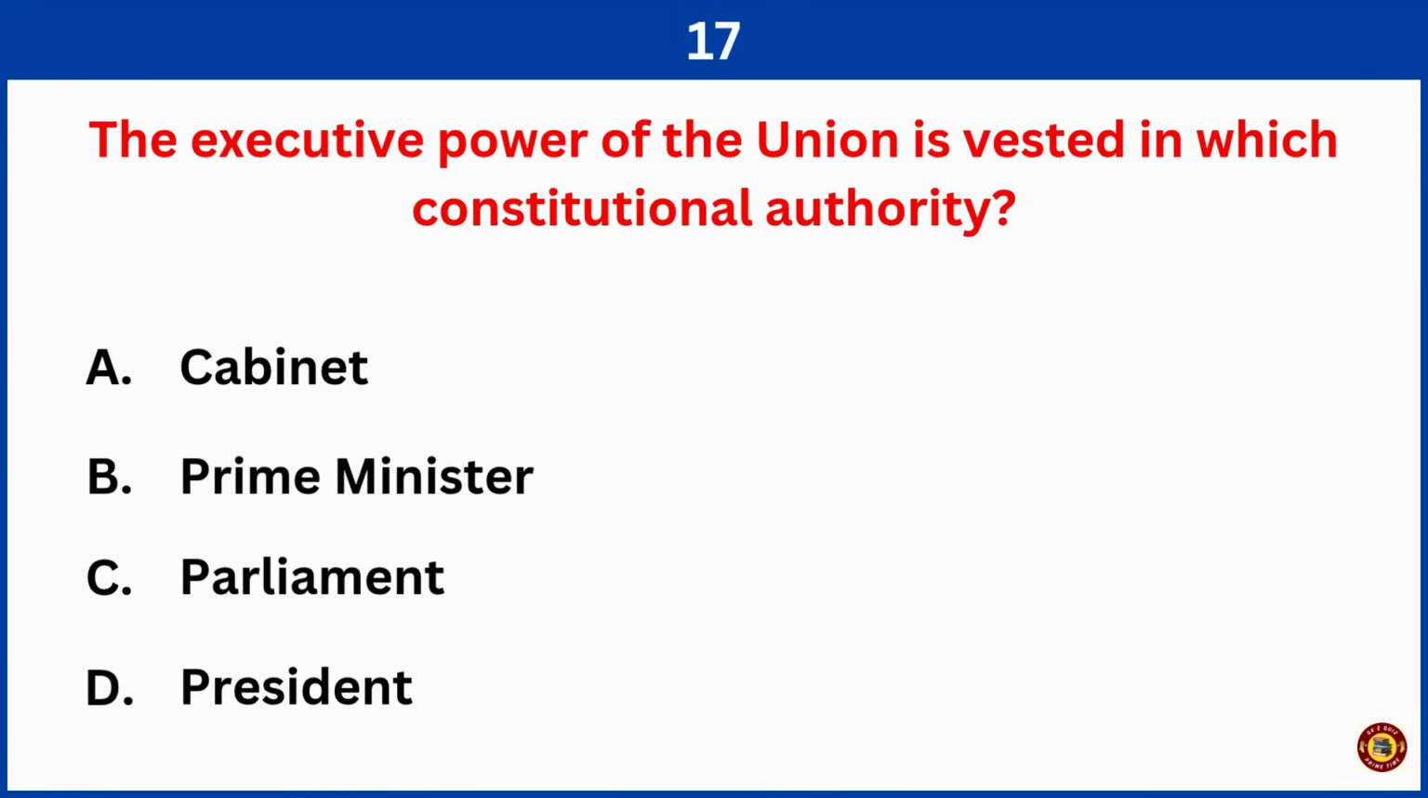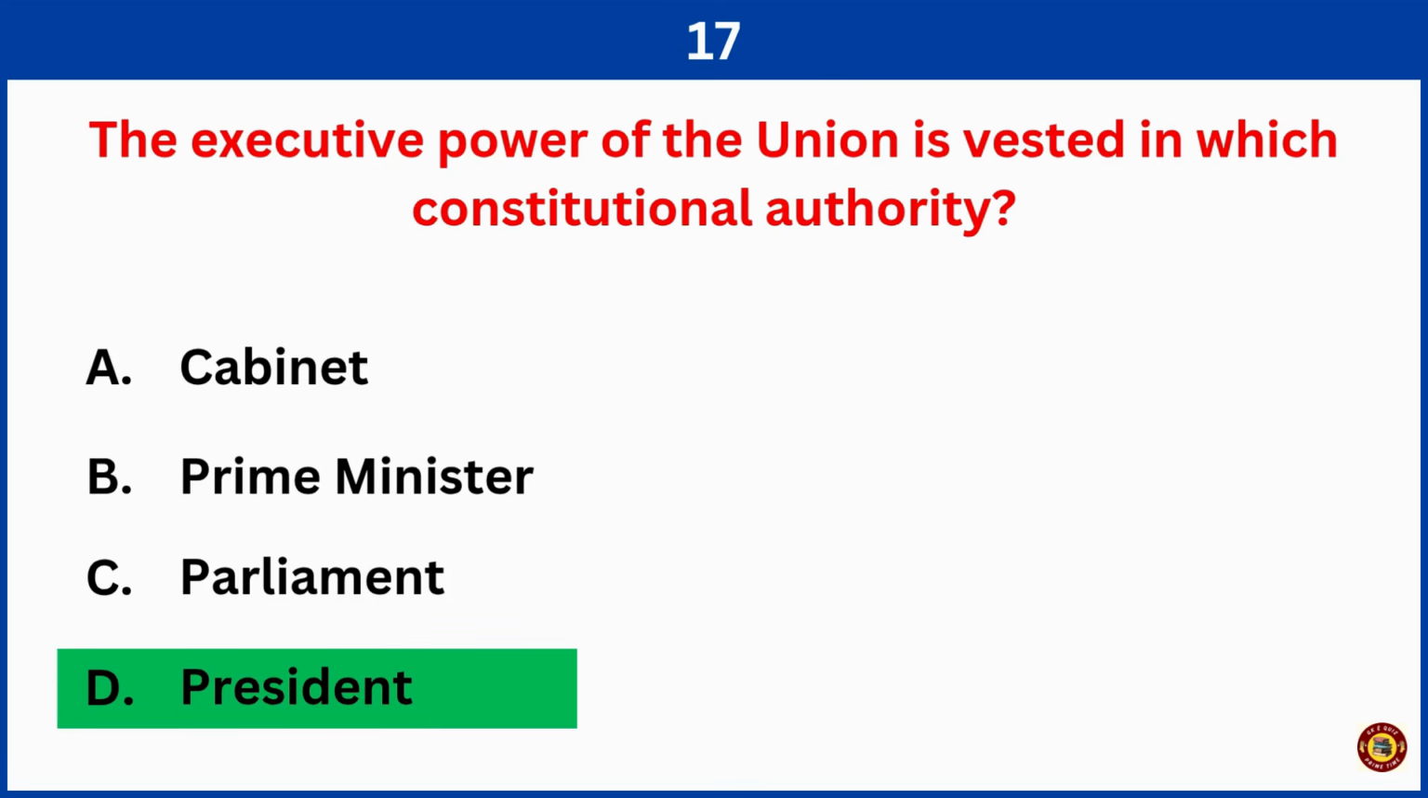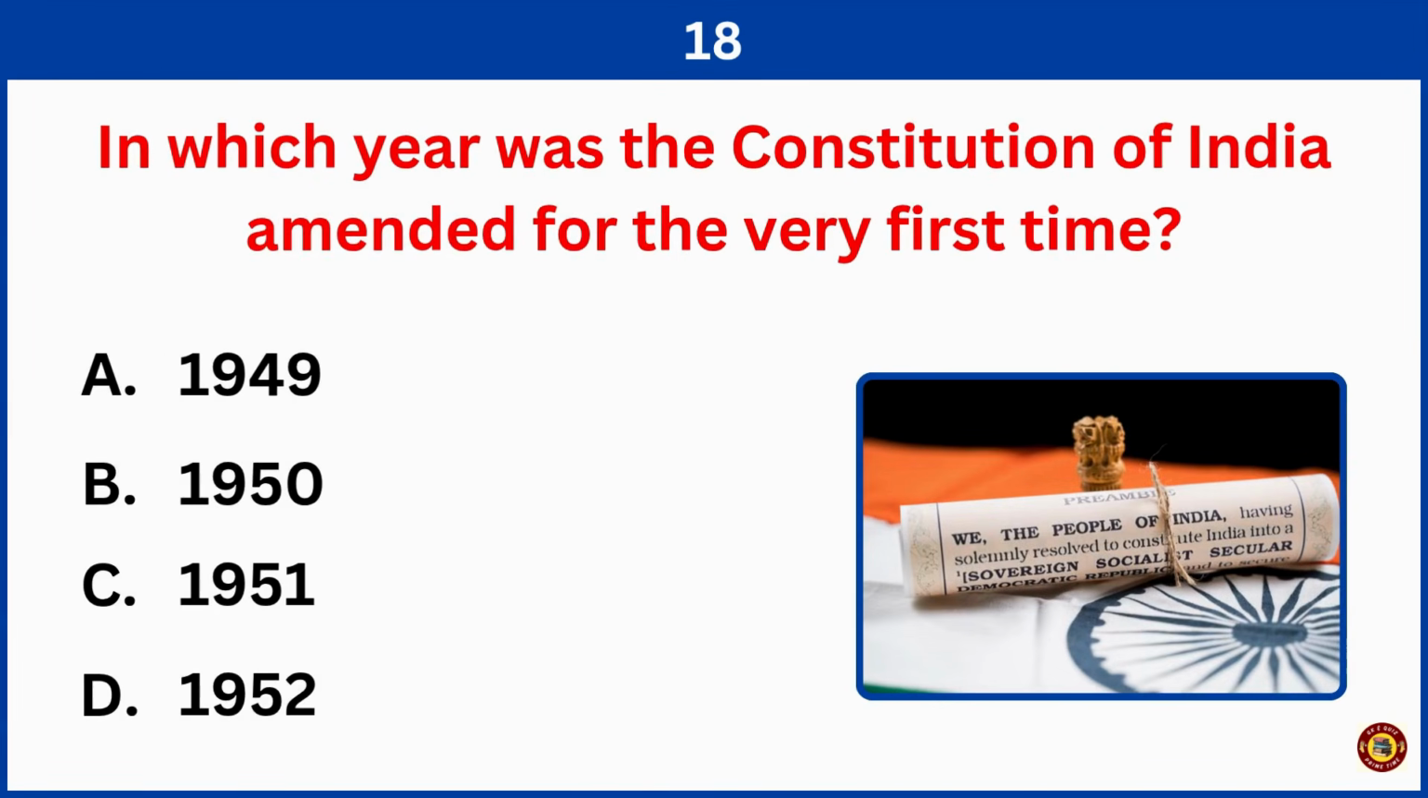The executive power of the Union is vested in which constitutional authority? Right answer is option D, the President. In which year was the Constitution of India amended for the very first time? Right answer is option C, 1951.